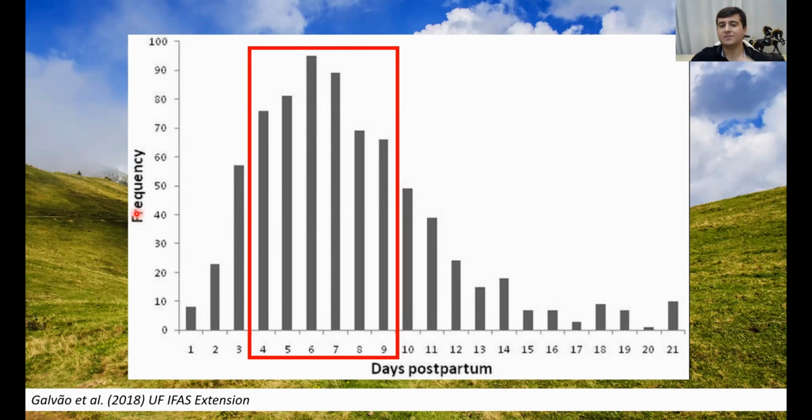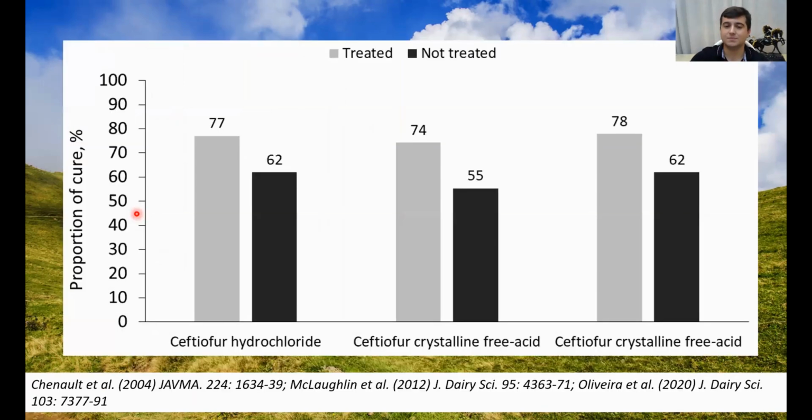All right, after I diagnose, what do I do? Well, it's a disease, it's a bacterial infection, you treat. In the United States, the antibiotic that is labeled for the treatment of metritis is ceftiofur. There are 2 formulations available: ceftiofur hydrochloride and ceftiofur crystalline-free acid.